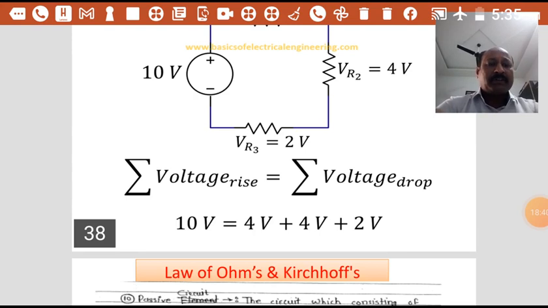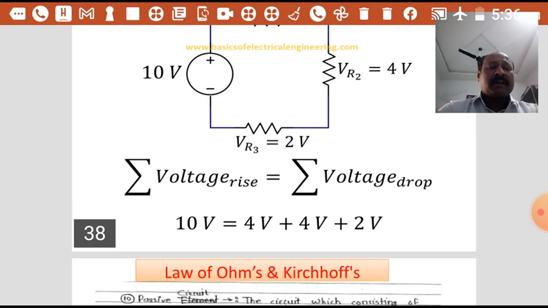Addition of all voltage rises equals the addition of all voltage drops, or the algebraic sum of voltages equals the algebraic sum of voltage drops. In this circuit only one voltage source is there. In some circuits there are two voltage sources, three voltage sources, then two loops, three loops. For every loop you have to use this relation, that the sum of the voltage rises equals the sum of the voltage drops.